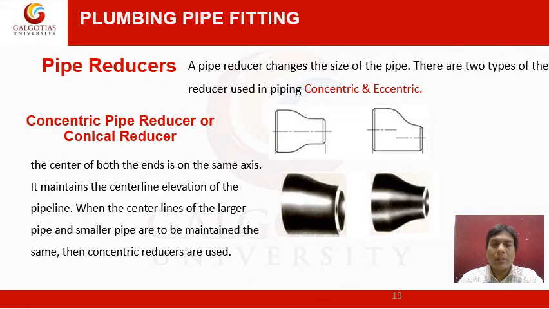Pipe reducers. A pipe reducer changes the size of the pipe and obviously the pressure within the pipe. There are two types of reducers used in the piping. Number one is concentric pipe reducers and number two is the eccentric pipe reducers. Concentric pipe reducers are also known as the conical reducers.